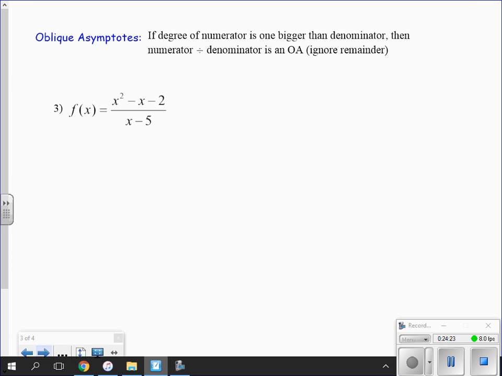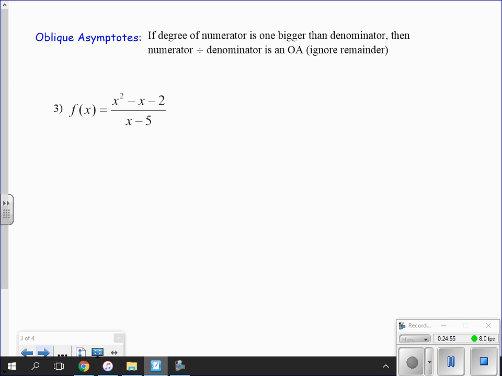If I divided the numerator by the denominator and I have no remainder, I would have a straight line. My graph would look like a straight line with a missing part. Okay? Because that's what it would reduce down to. But if it doesn't go in evenly, then I have an oblique asymptote. And my oblique asymptote is when I take the numerator and divide it by the denominator. What do I get? That equation that I get, that answer I get, is my graph.